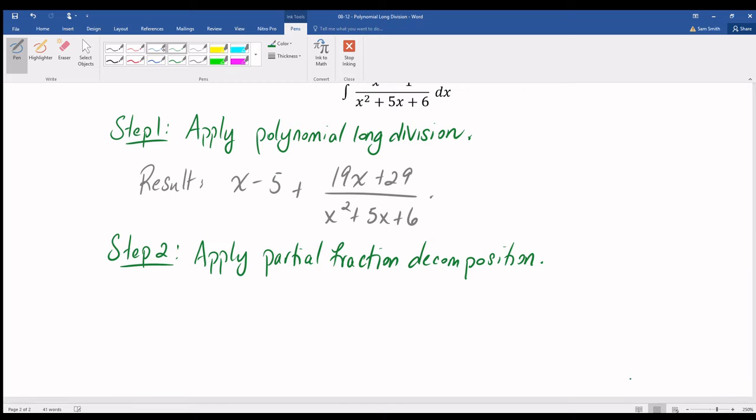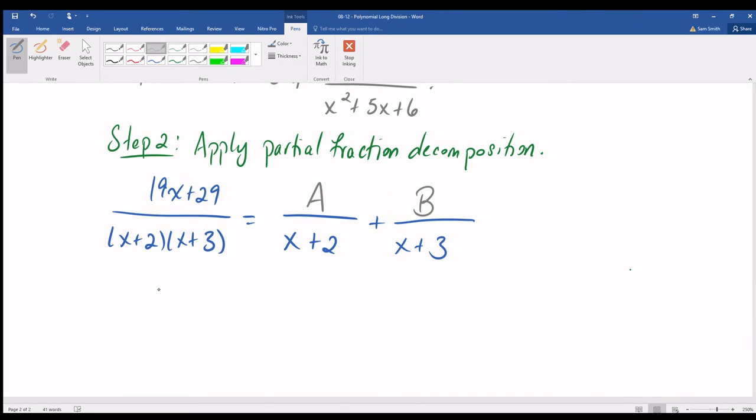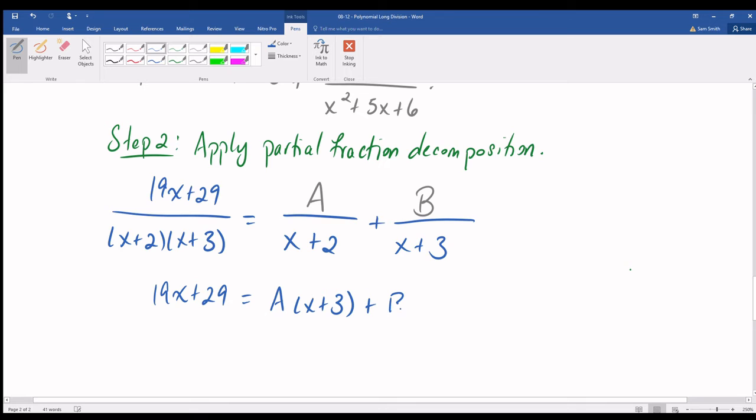So I'm going to take 19x plus 29, and I'm going to factor the denominator: (x plus 2)(x plus 3). I'm going to set up the appropriate template: linear functions in the denominator, so a constant numerator for each. Let's clear the fractions and let's see what happens. 19x plus 29 equals A times (x plus 3) plus B times (x plus 2).